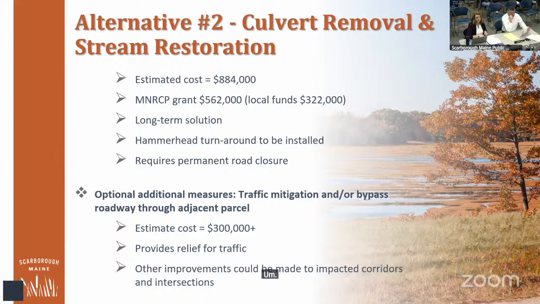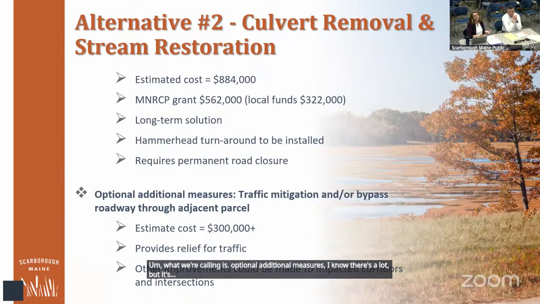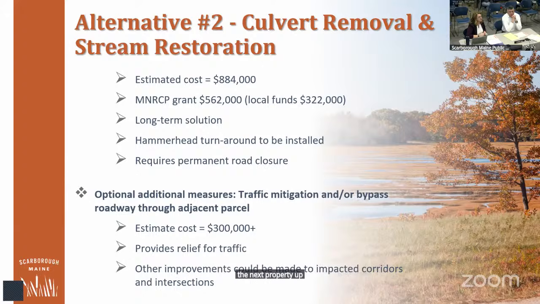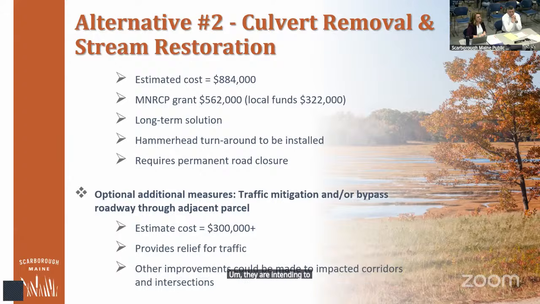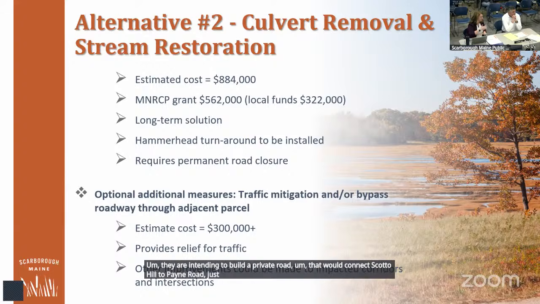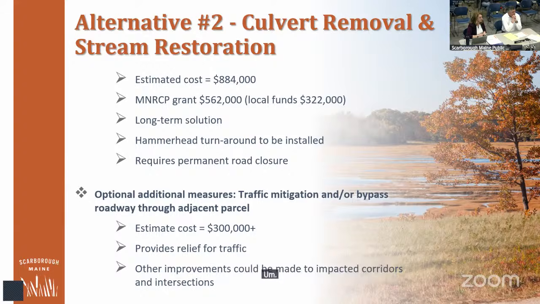What we're calling optional additional measures. I know it's a lot, but it's additional things we can do, but maybe don't necessarily have to do. One, talking about a bypass road, there is the next property up. A developer has gone through the planning board sketch plan and has done a full survey design. They are intending to build a private road that would connect Scotto Hill to Payne Road just above this crossing.